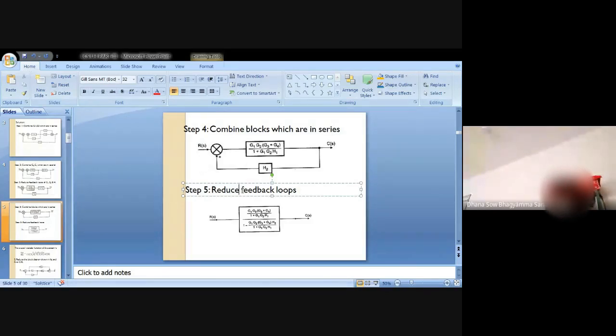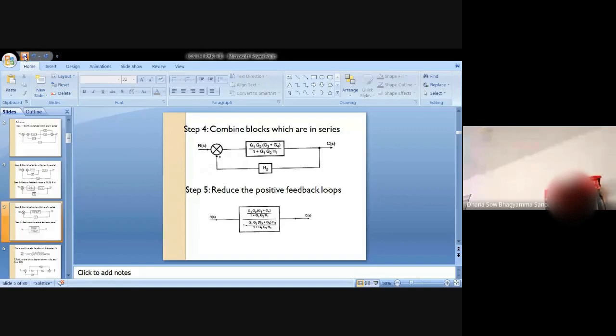So reducing the positive feedback loop. I have written positive; you know the reason behind that. Step number 5: simply I can say eliminating the feedback path, or reducing the feedback loop, or reducing the positive feedback. It's your wish. You can write any statement here; it doesn't matter.